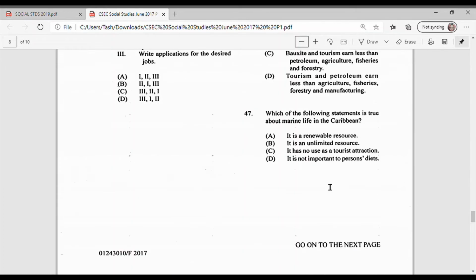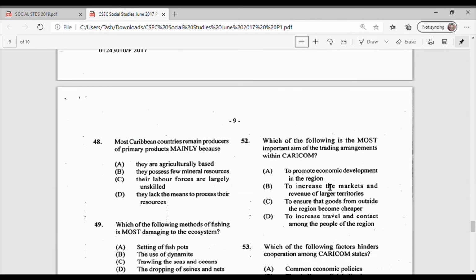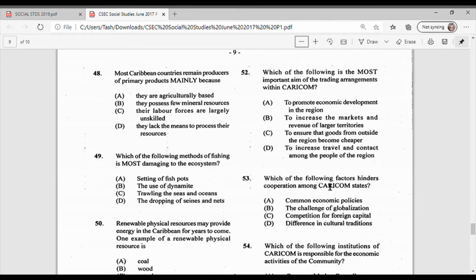Number 48. Most Caribbean countries remain producers of primary products mainly because they are agriculturally based, they possess a few mineral resources, their labor forces are largely unskilled, or they lack the means to process their resources. So in this case, it would have been letter D, where they lack the means to process their resources. So they do have the raw materials and they produce the primary products because they have the raw materials, but they do that mainly because they lack the means to process the resources further.